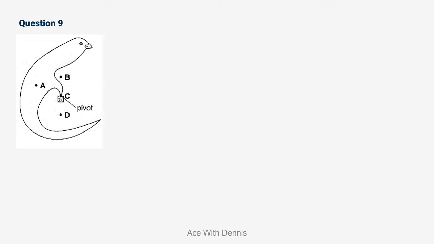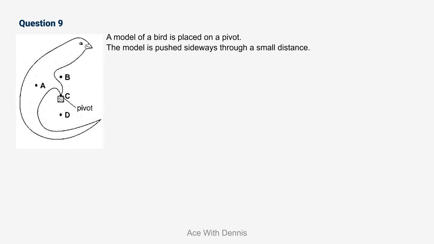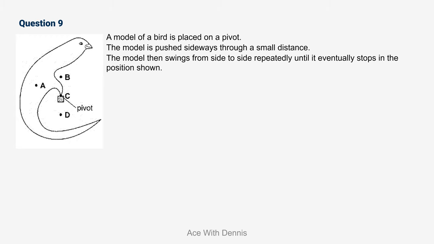Question 9. Given this diagram, a model of a bird is placed on a pivot. The model is pushed sideways through a small distance. The model then swings from side to side repeatedly until it eventually stops in the position shown. In which position is the center of gravity of the model? The answer is C.